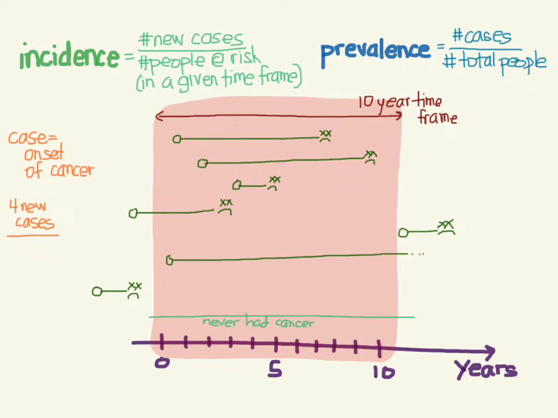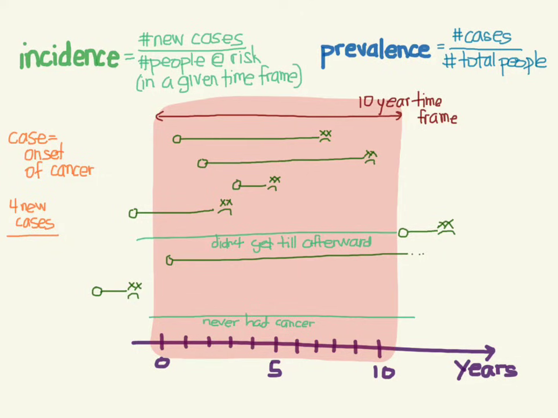Now we have to ask, how many people were at risk of getting cancer in this time period? So this person was, right? Because from up till here to here they were at risk. This person was, this person was. This person wasn't, because they already had cancer by the time the study started. So they were never at risk of getting cancer because they already had it. This person was at risk of getting cancer. They just didn't get it during that time frame.